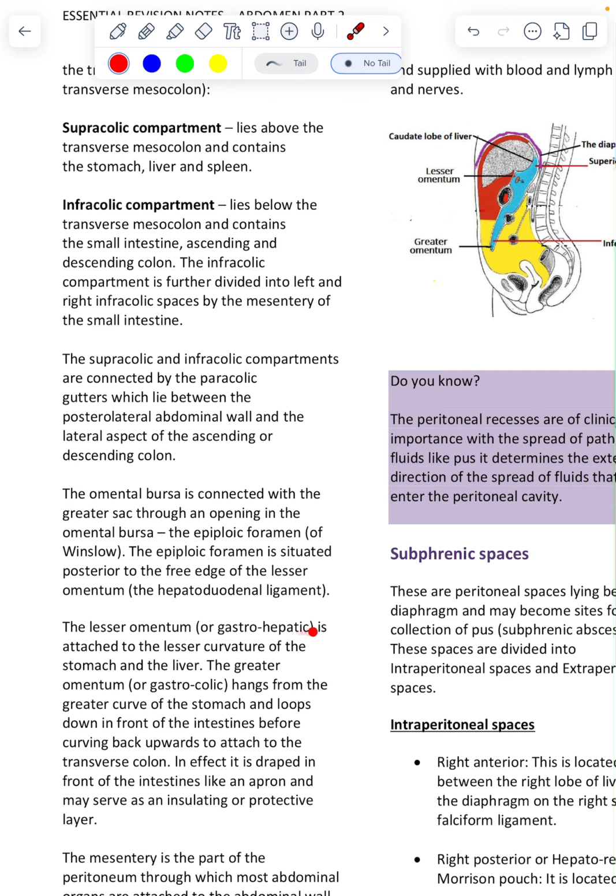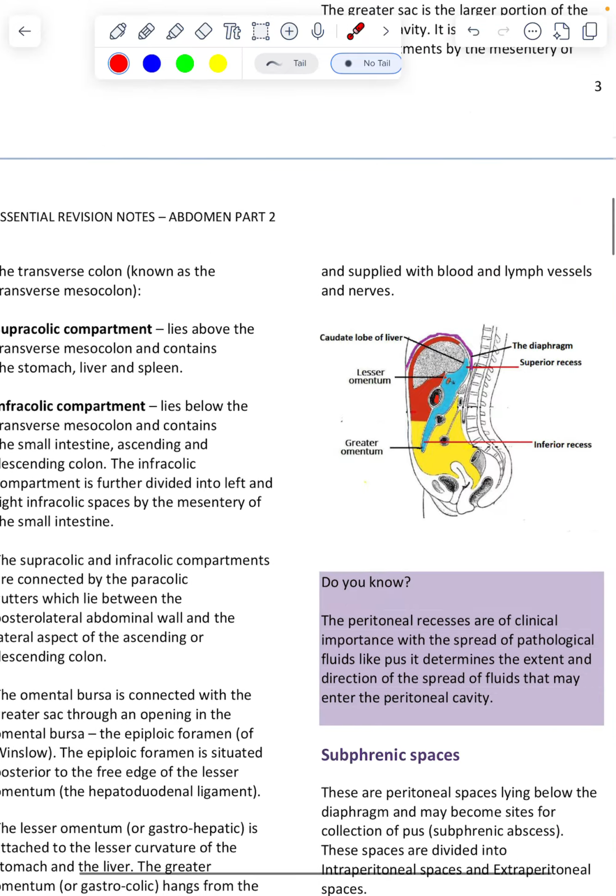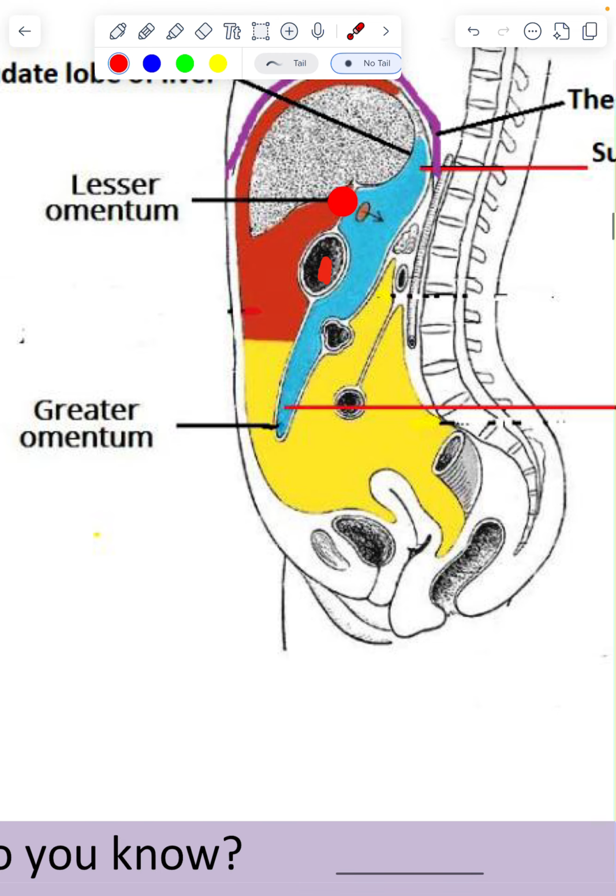The lesser omentum, or gastrohepatic ligament, is attached to the lesser curvature of the stomach and the liver. Here you can see this is the lesser omentum and this is the greater omentum. This is the lesser curvature of the stomach and liver, this is the greater curvature of the stomach, and this is the transverse colon.